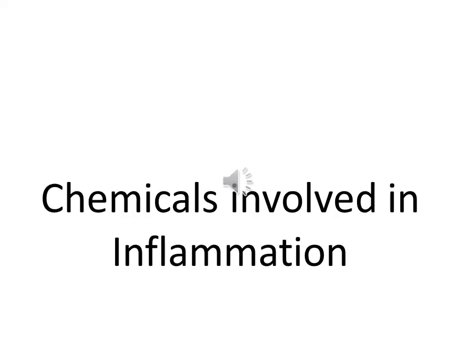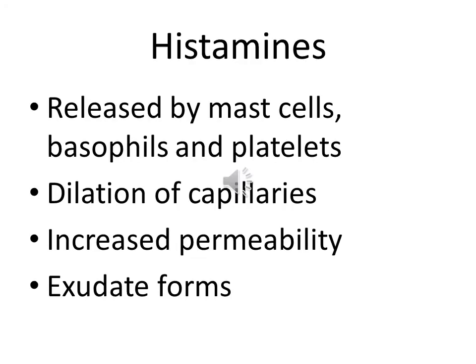There are several chemicals that contribute to inflammation. We are going to consider some of them. Preformed histamine is stored in mast cells, basophils, and platelets, and thus is ready for a quick release, making it one of the first chemicals released in acute inflammatory reactions. Histamine causes dilation of the arterioles, which increases blood flow to the area. It also increases the permeability of the venules. Exudate forms and swelling results.